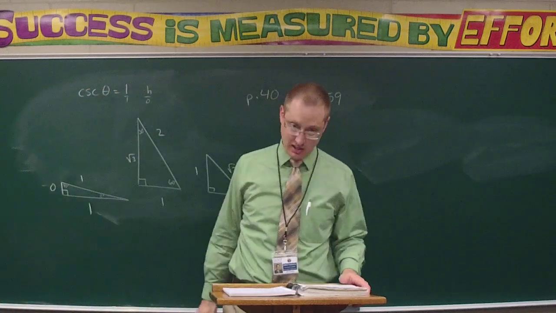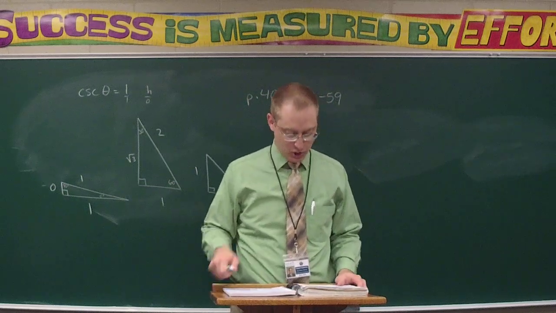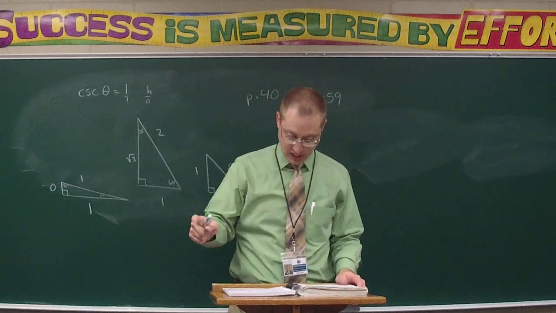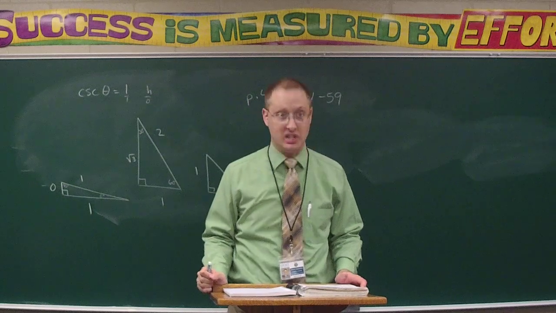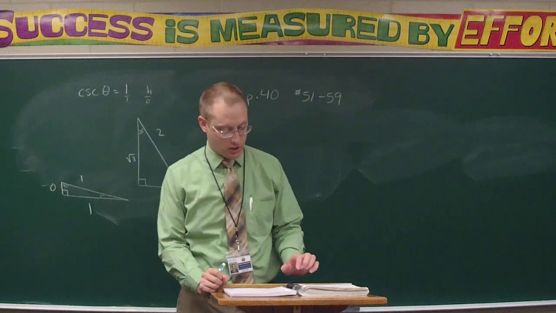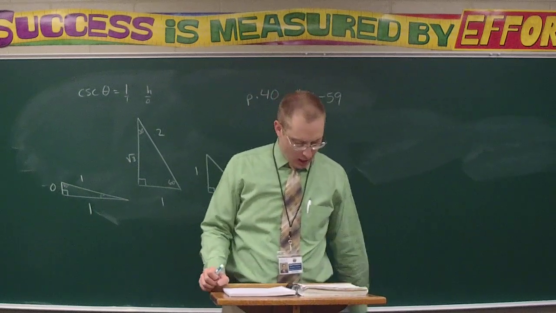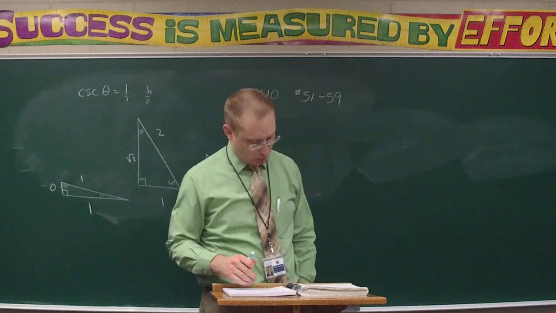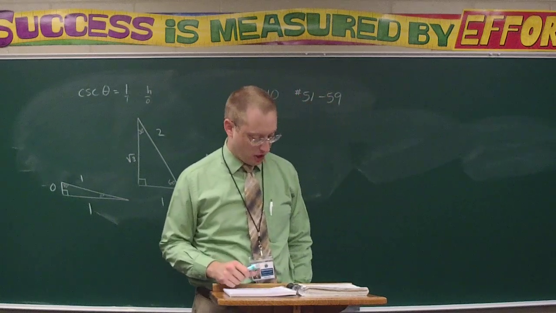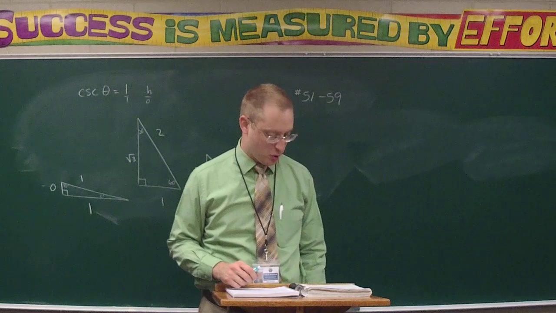And then number 58, Jamie. 45 degrees, which is pi over 4. And then 59, Quentin. Pi over 6, that 30 degree angle. Questions on those? Number 60 says, how many radians does each hand on a clock pass through in 12 hours?